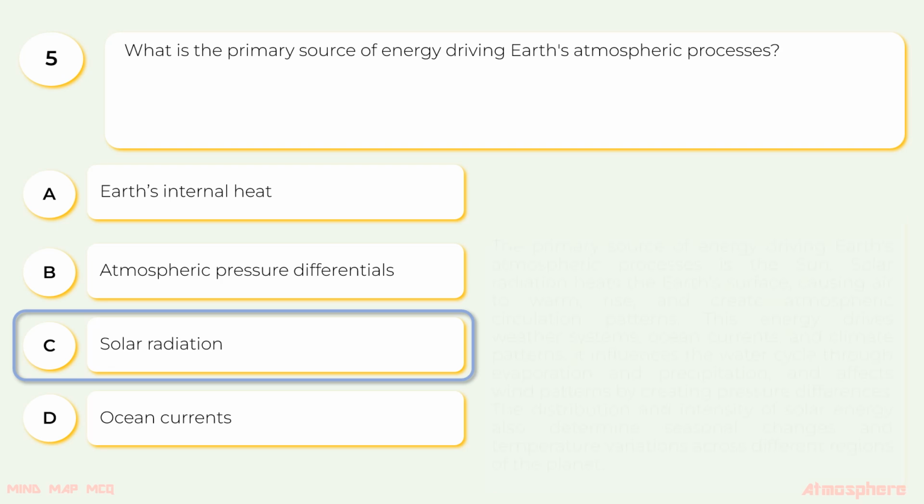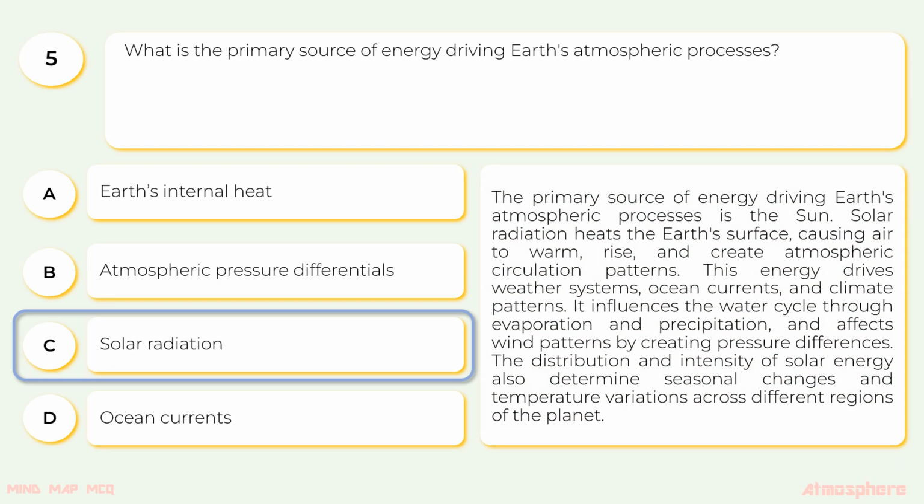Solar radiation. The primary source of energy driving Earth's atmospheric processes is the sun. Solar radiation hits the Earth's surface, causing air to warm, rise, and create atmospheric circulation patterns. This energy drives weather systems, ocean currents, and climate patterns. It influences the water cycle through evaporation and precipitation and affects wind patterns by creating pressure differences. The distribution and intensity of solar energy also determine seasonal changes and temperature variations across different regions of the planet.